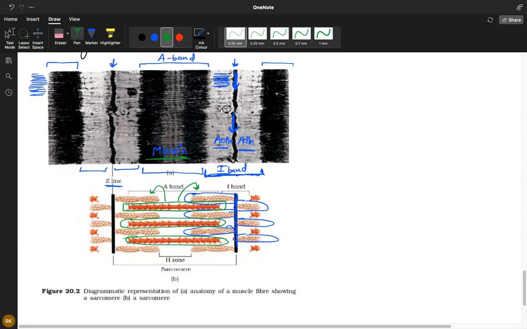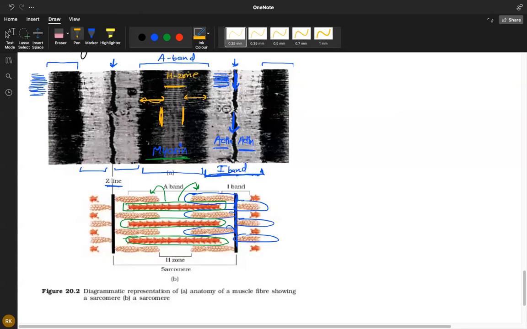Now they have also defined another zone. Let me use a light color and show it to you. Can you see that the zone between this and this is actually a dark band, but it is slightly lighter? So the shade from here to here and here to here is the same, but this is slightly lighter, correct? That is where only myosin is present. This is called the H zone.